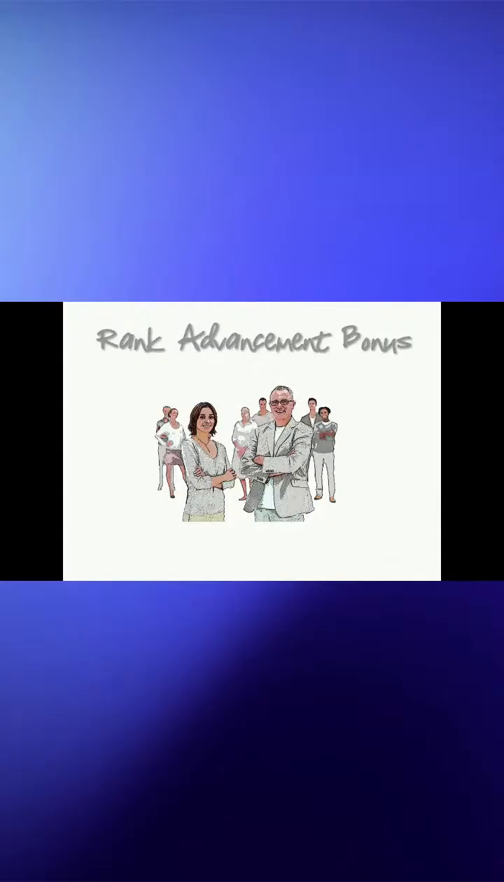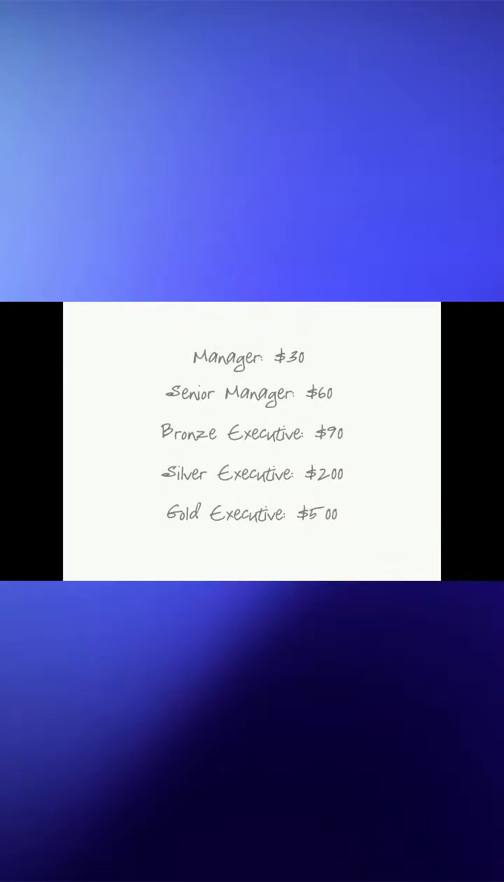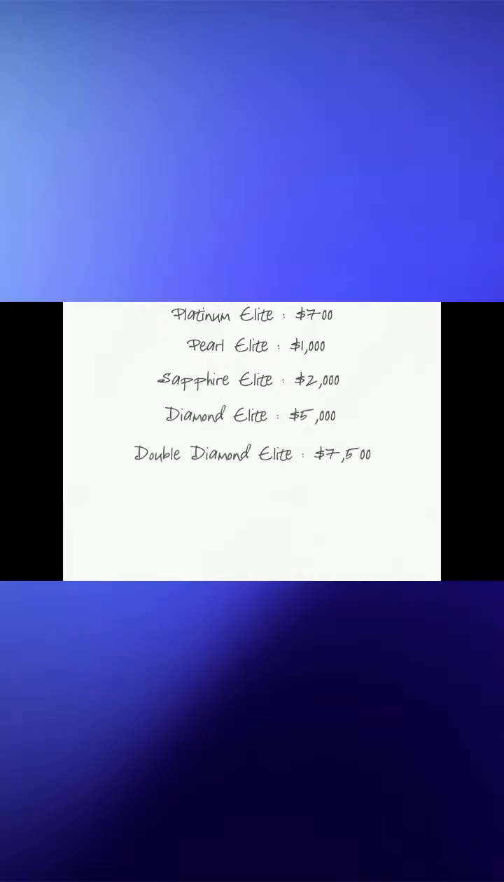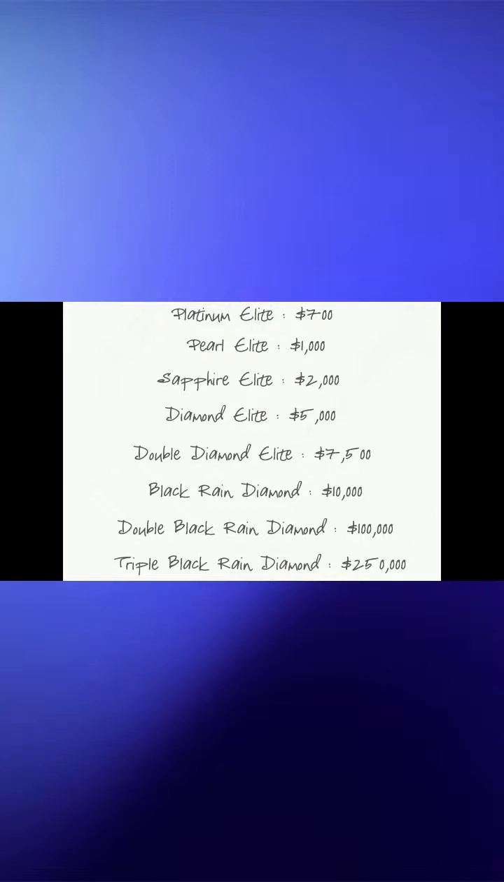Your rank advancement bonuses. This is a one-time bonus when you advance in rank, and it starts at manager. As a manager, you get a one-time bonus of $30. Advance to senior manager, $60. Bronze executive, you receive $90. Silver executive, $200. Gold executive, $500. As a platinum elite, you get $700 because you advanced to platinum. And then at pearl elite, it's $1,000. Sapphire elite, $2,000. Diamond elite, $5,000. Double diamond elite, $7,500. Black rain diamond, $10,000. Double black rain diamond, triple black rain diamond, $250,000, and a one-time rank advancement bonus.